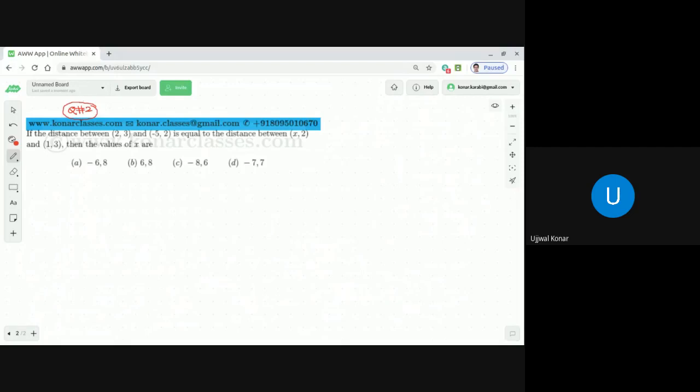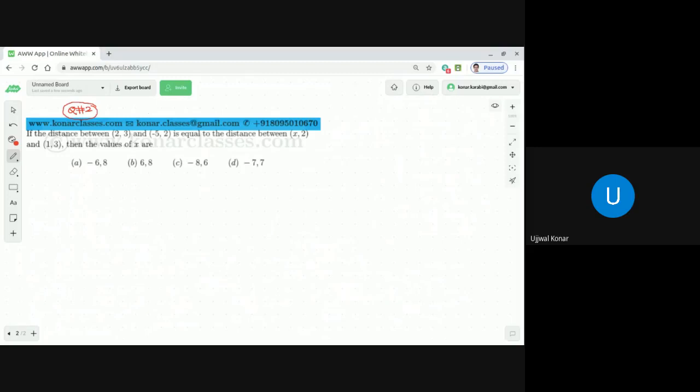Second question, dear students. The question is that if the distance between 2, 3 and minus 5, 2 is equal to the distance between x, 2 and 1, 3, then find the value of x. Okay, so let's see how to solve this question. So according to the question, what you can find out is something like this.